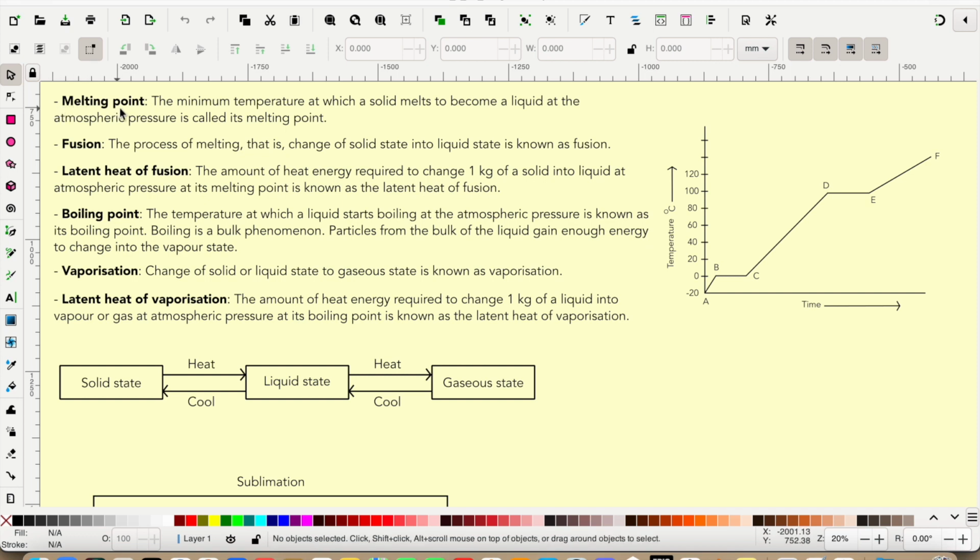First one is melting point. At 1 atmospheric pressure, the minimum temperature at which a solid melts to become a liquid is called its melting point. Second one is fusion. The process of changing a solid to liquid state is known as fusion. Third one is latent heat of fusion.